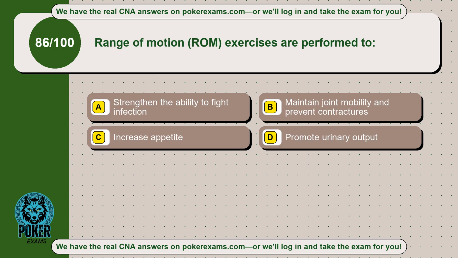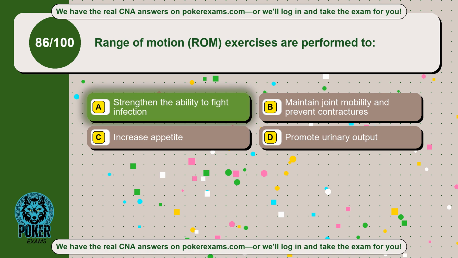Question 86. Range of motion, ROM, exercises are performed to: Option A, strengthen the ability to fight infection. Option B, maintain joint mobility and prevent contractures. Option C, increase appetite. Option D, promote urinary output. The correct answer is option A.